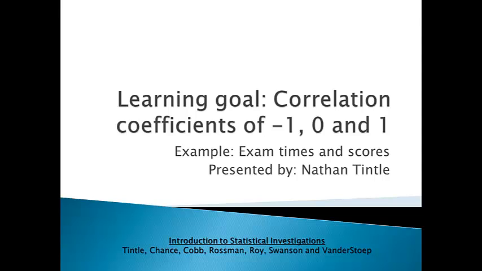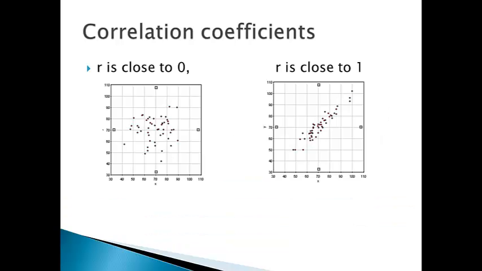In this Learning Goal video, we will talk about correlation coefficients of -1, 0, and 1 using the exam times and scores dataset. In the graph on the left, we see a scatter plot representing a correlation coefficient, denoted by the letter R, of 0. There's very little pattern in this data.